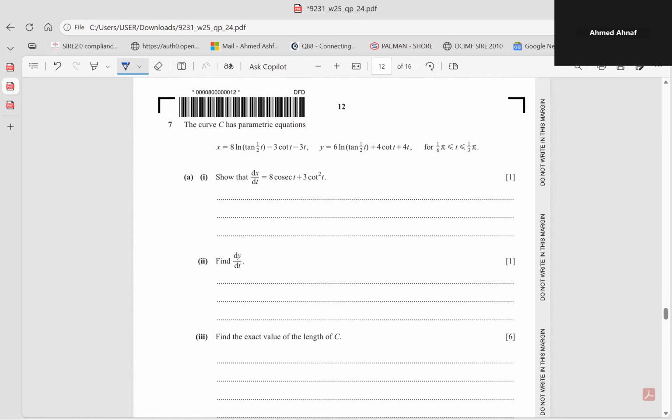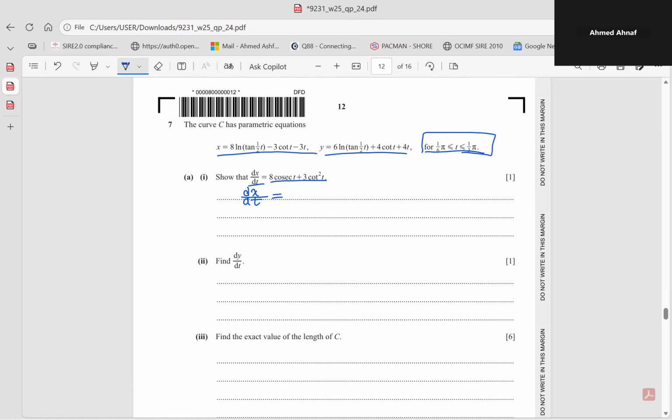Okay, so in this question, we're given these parametric equations for the curve C, and this is the range for t, where t is between pi over 3 and pi over 6. So for the first part, we have to show that dx/dt is equal to this. Okay, so let's differentiate for dx/dt. They give so little space.